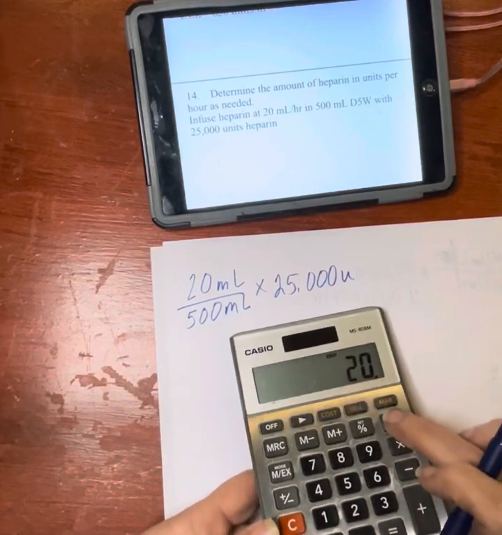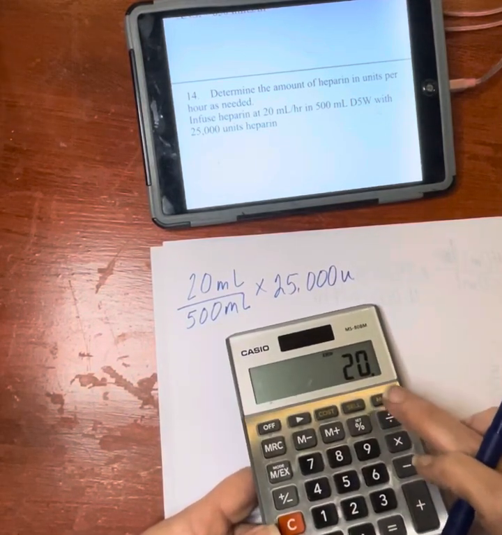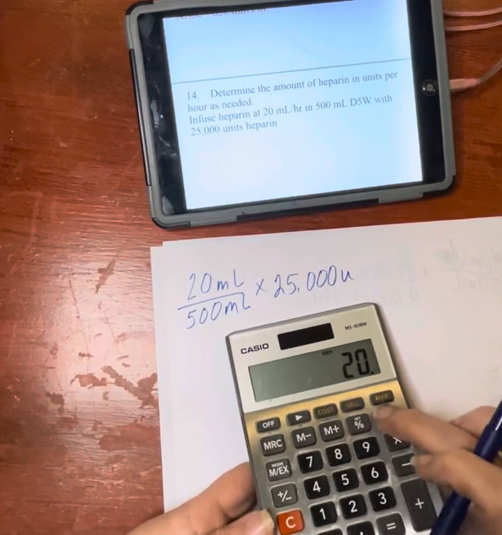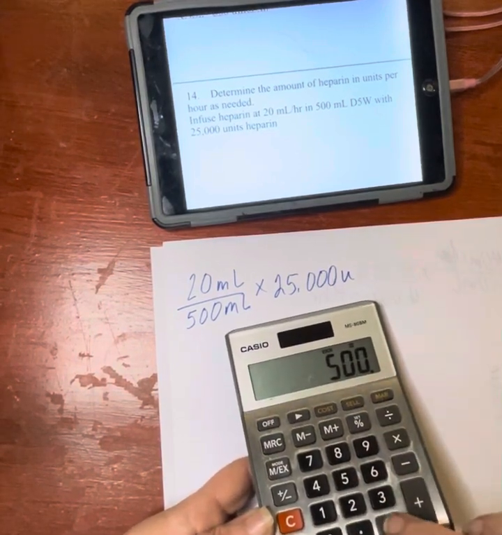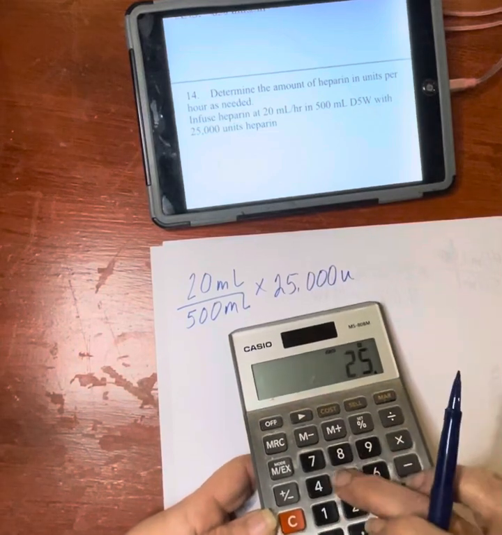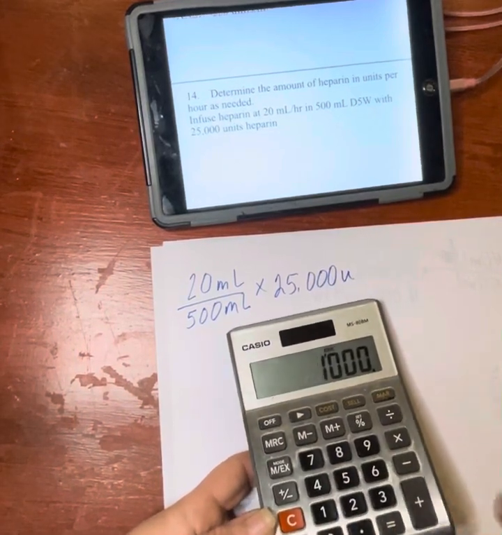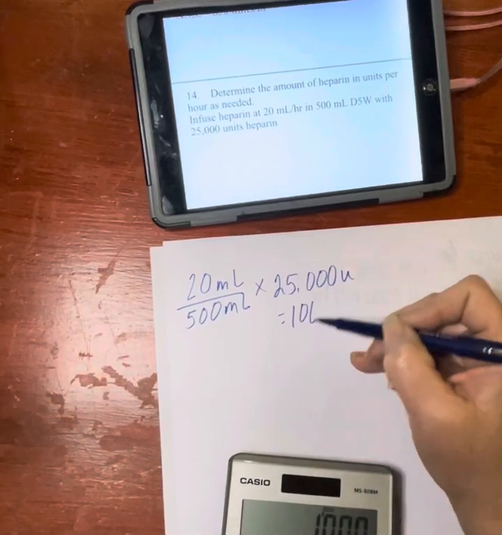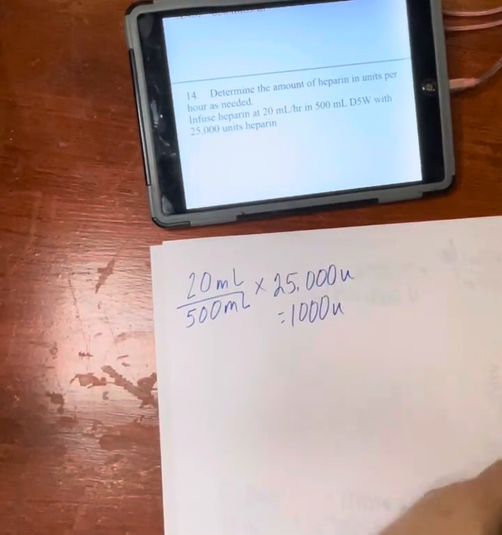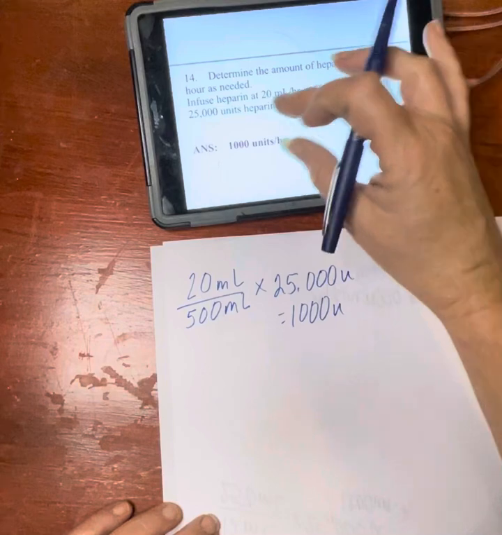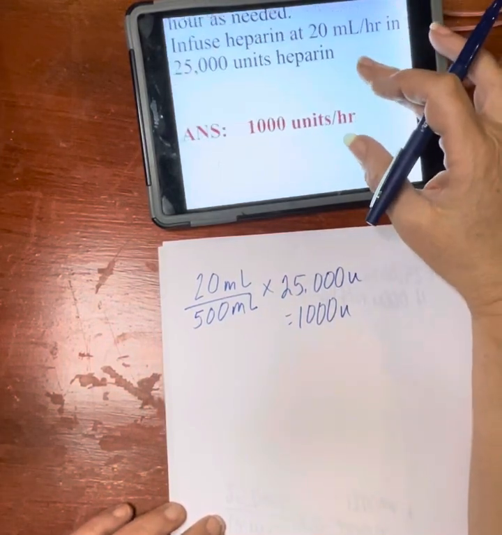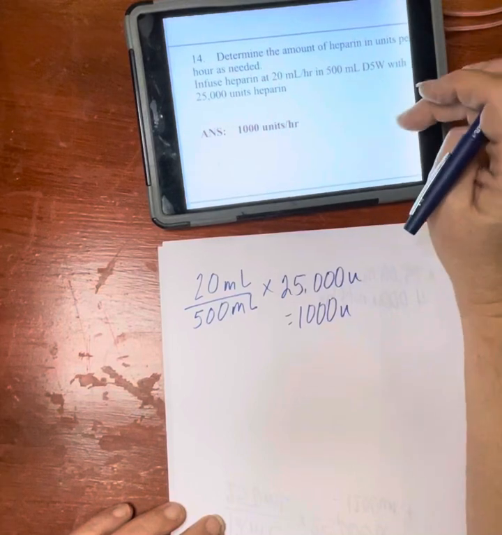20, we're doing it. Get your calculator. Pause me and see if you get it. Divided by 500 equals times 25,000 equals 1,000 units. Let's see. Yeah, we did. Saved another one.